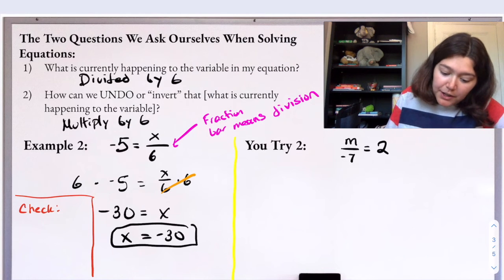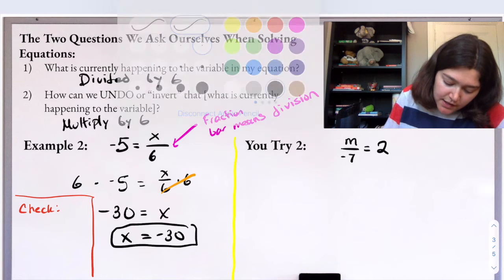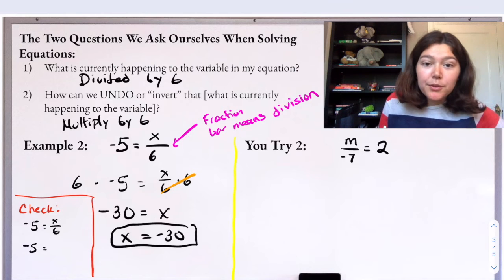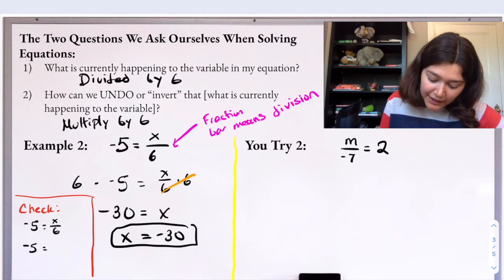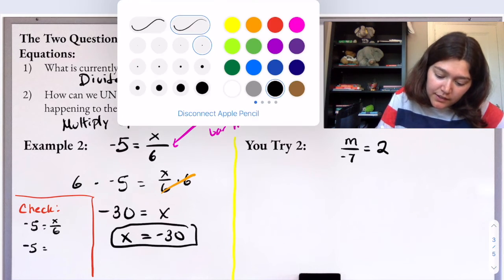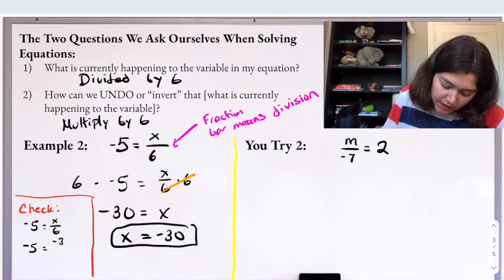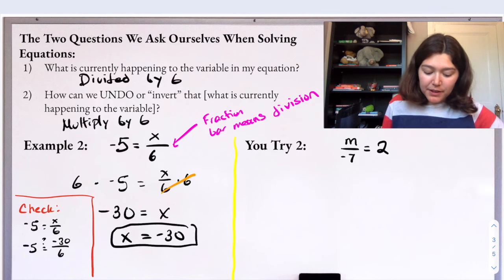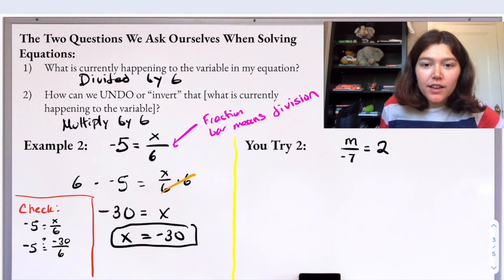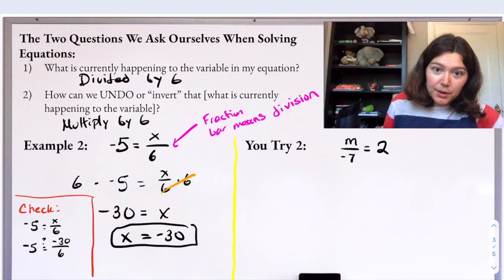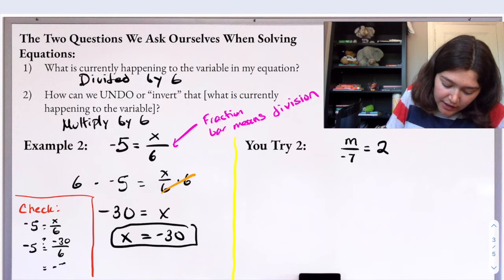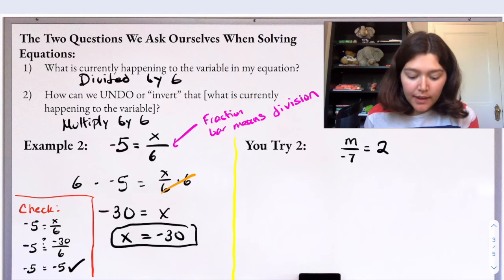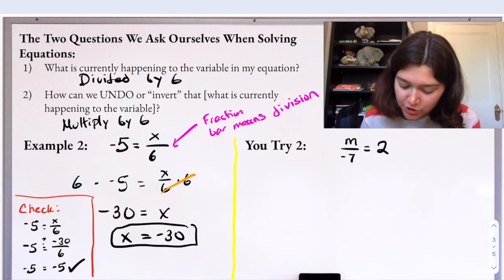I will do that again by rewriting my equation. Negative 5 equals x divided by 6. And then I'm going to substitute in my solution, which was negative 30, in for x. So I get negative 30 divided by 6. If I did it correctly, then negative 30 divided by 6 would be equal to negative 5. And 30 divided by 6 is 5. We have one negative and one positive, so I get, again, negative 5 equals negative 5. So I know I am correct. All right, awesome. All right, now you try number 2.